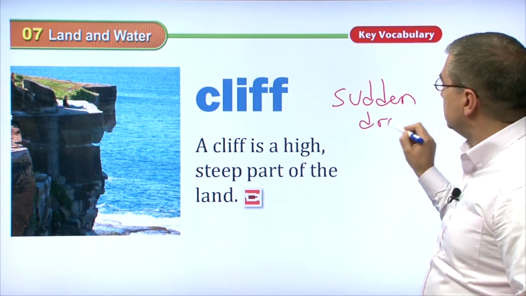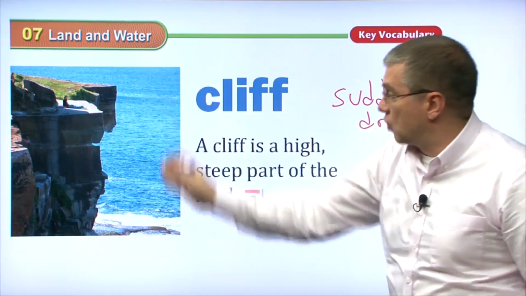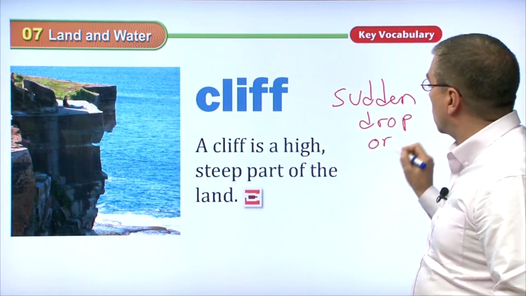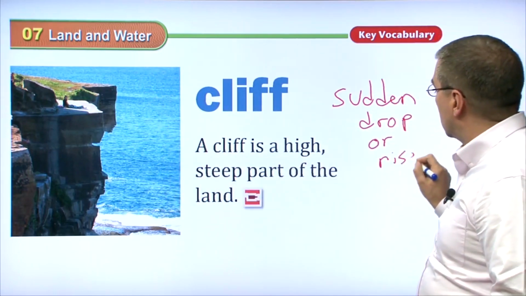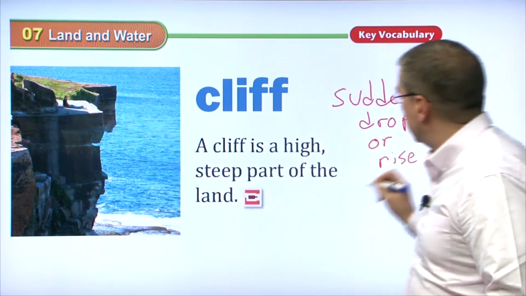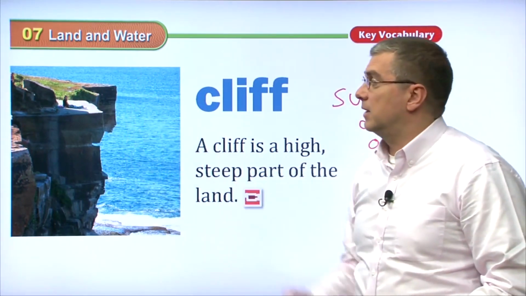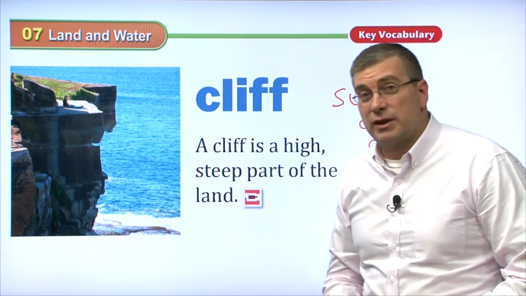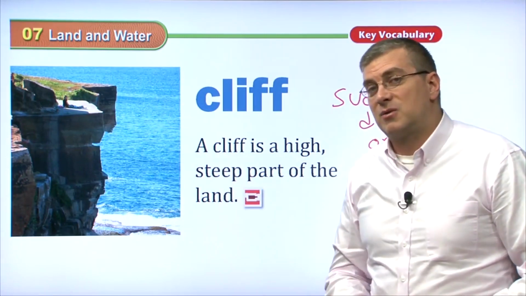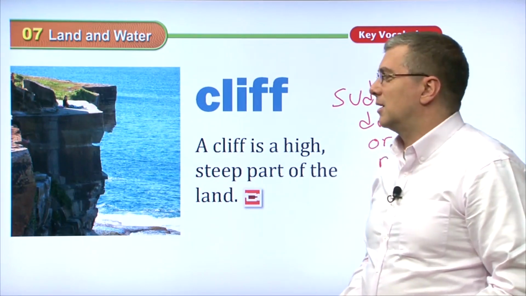So a cliff can be a sudden drop or rise this way in the land. A sudden drop or rise in the land. And that's what a cliff is. Cliffs can be dangerous, but also cliffs can sometimes be fun. But be careful when you're with cliffs.